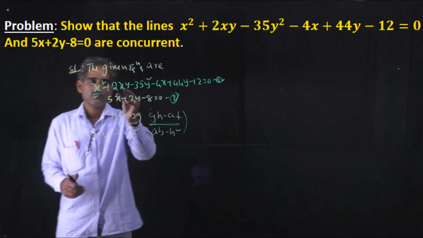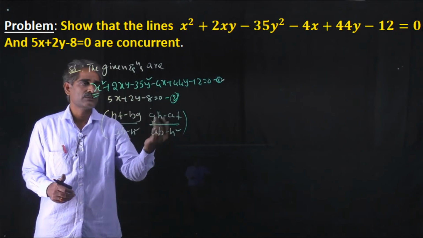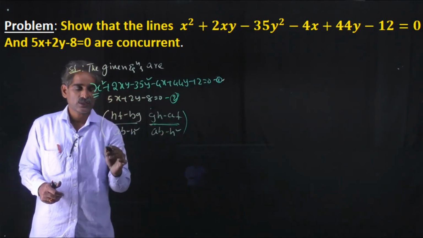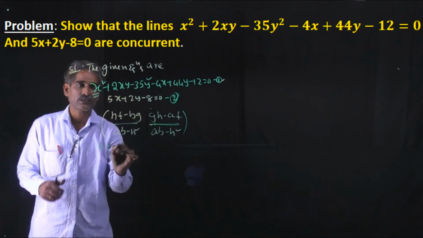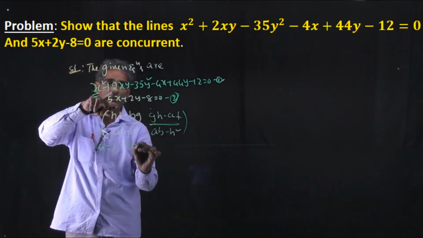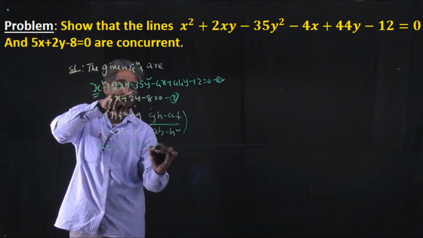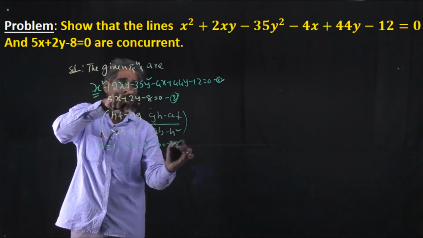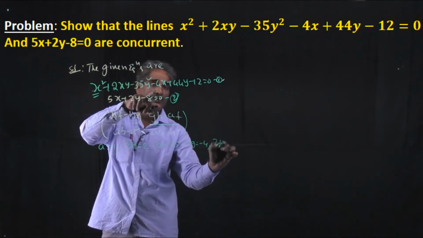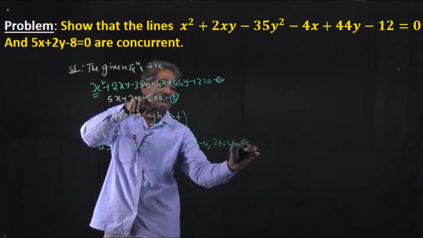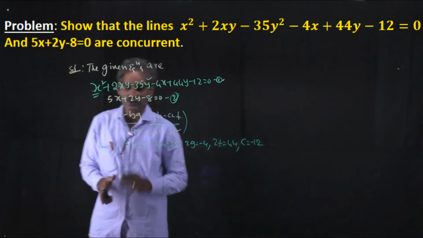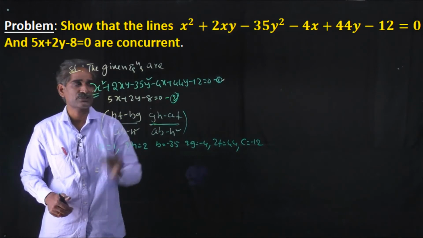Here, what about a, b, c and h, g, f? Just compare this equation with the second degree general equation and write down the values for a, b, c and so on. a is equal to 1, 2h is equal to 2, b is equal to minus 35, 2g is equal to minus 4, 2f is equal to 44 and c is equal to minus 12. Now substitute all the values in the above formula, and we will get the point of intersection for 1.